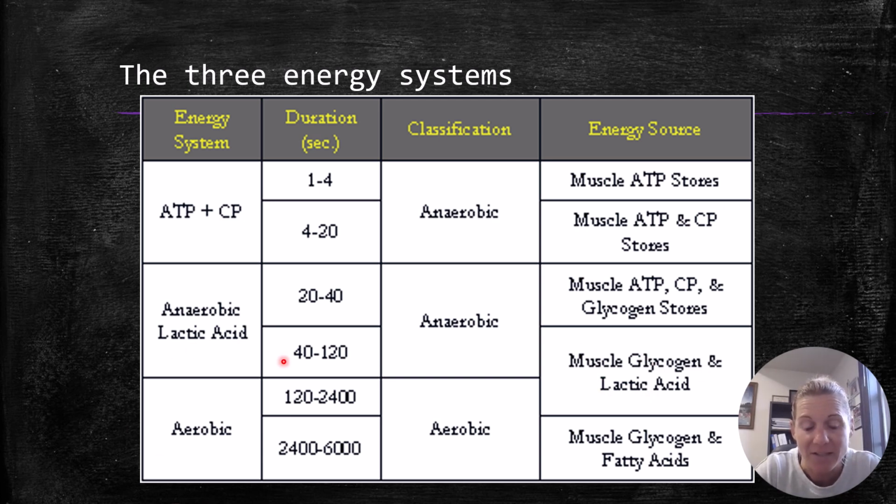And then lastly, the aerobic system is 2 minutes or longer. This is aerobic in nature, which means that it requires oxygen. Our fuel options here are fats, carbohydrates, and proteins. However, we don't necessarily want to use proteins, because proteins are going to be used for a variety of other tasks within the body that are not necessarily related to energy.